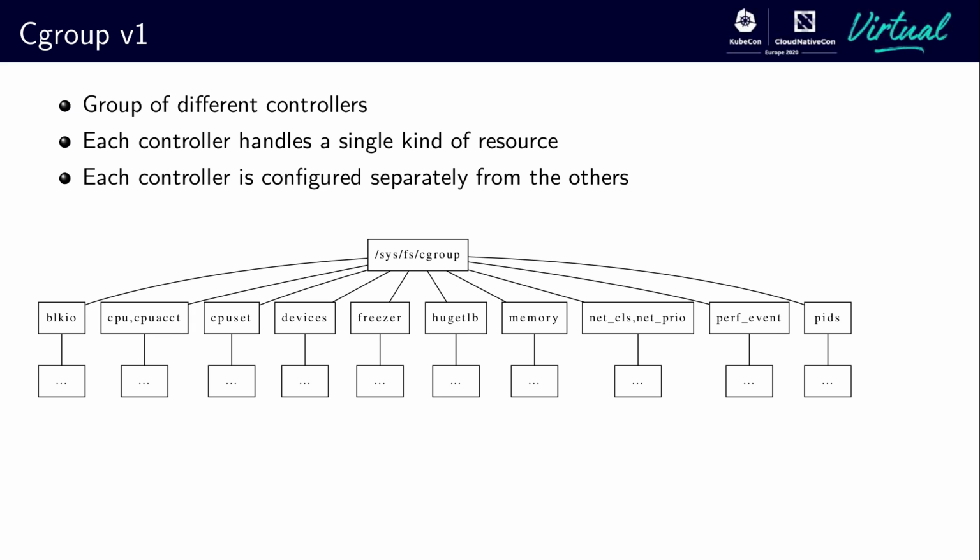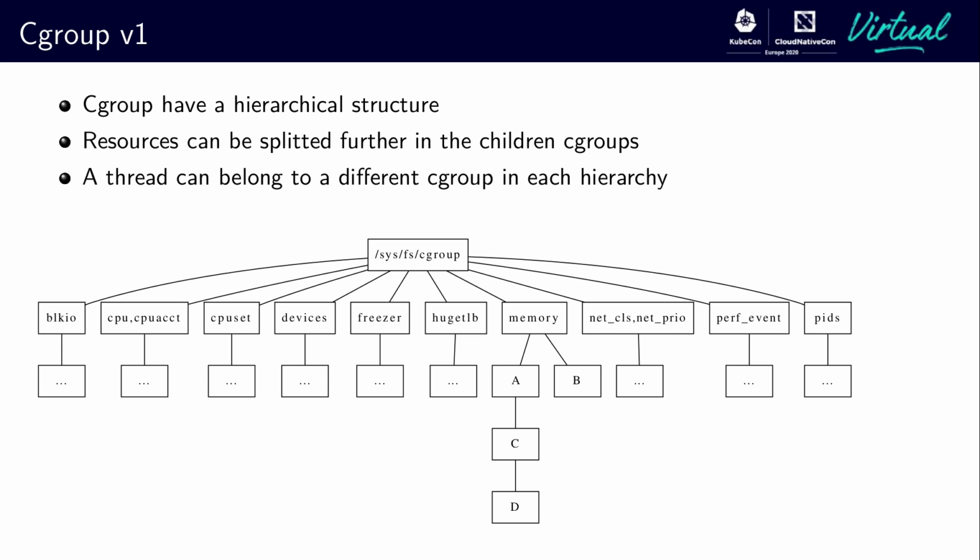As I have already stressed, it's a group of different controllers, each of them specialized for a single resource. Configuration is done separately for each controller. They have a hierarchical structure. In the picture we see a few cgroups created for the memory controller. A and B are at the same level, while C is a child of A, so it inherits all the limitations we set for A. And likewise D inherits all the limitations from C. Child cgroups can restrict further the limits that were set for the parent.